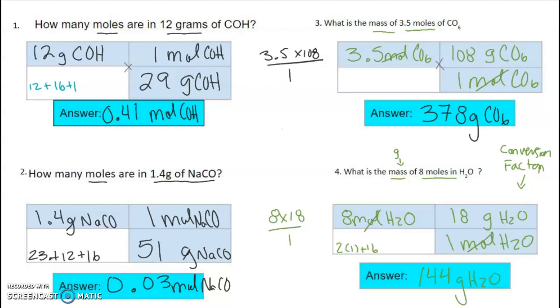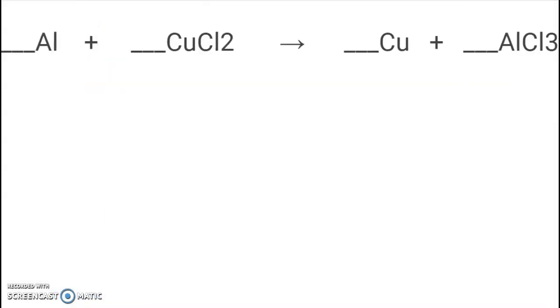Let's look at a little bit of balancing real quick. Here we have the aluminum is replacing the copper to make aluminum chloride. So this is one thing replacing another. This is single replacement.